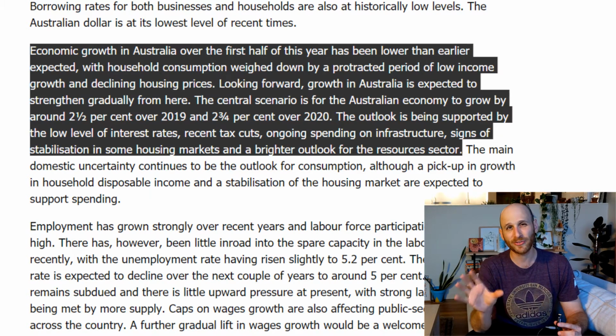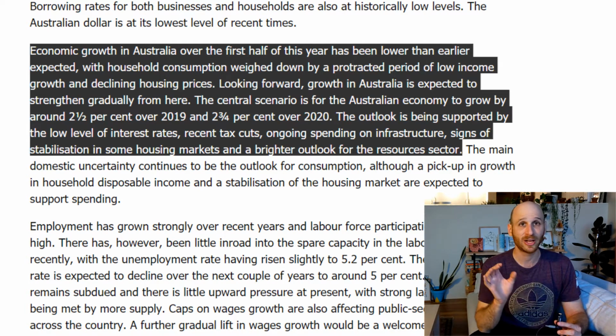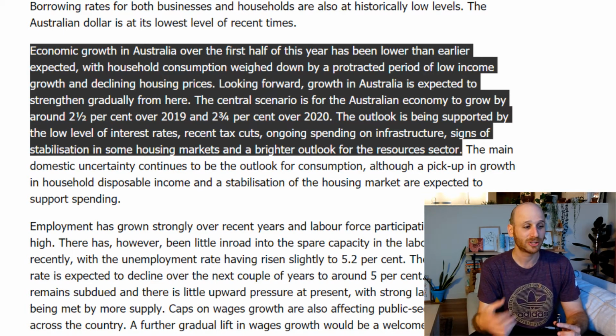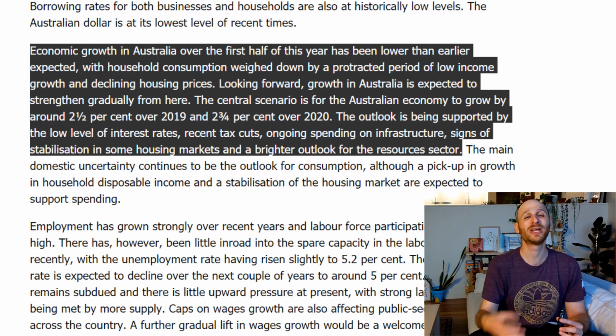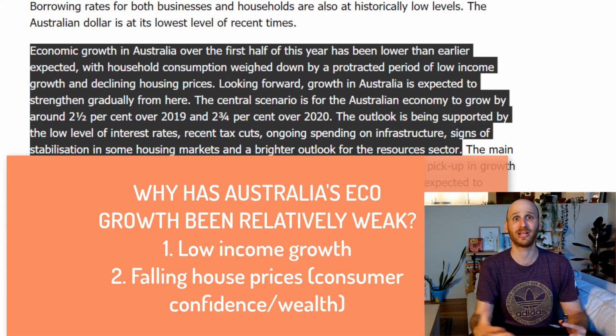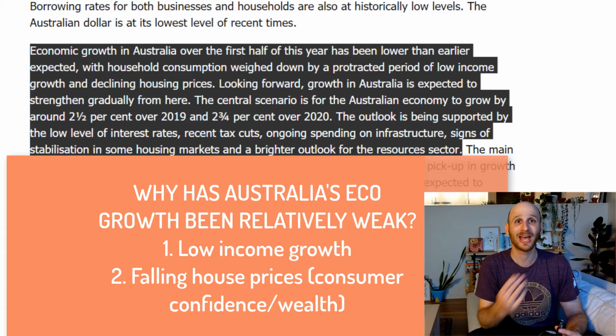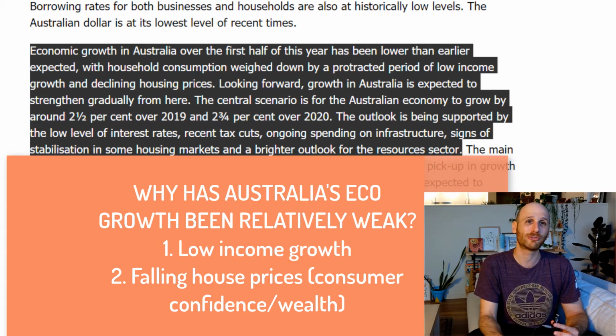And remember that consumption is so important because it makes up around 60% of GDP. So here it's saying that Australia's economic growth has been slower because of low income growth and declining house prices. This is so important. If you get a question that's looking at Australia's recent economic growth, you can point to what the RBA is saying are the reasons for Australia's recent weak economic growth.